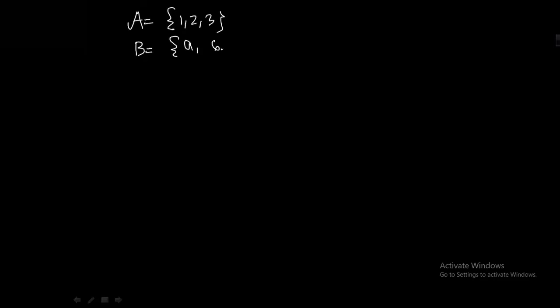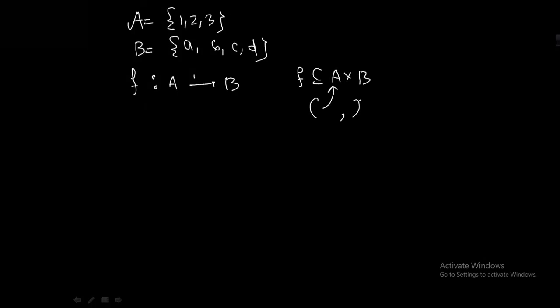Let's write a set A as 1, 2 and 3, and set B as a, b, c, d. We define a function from A to B. That means a function is a subset of A cross B. That means the ordered pairs we form, the first element will come from A and the second element will come from B.